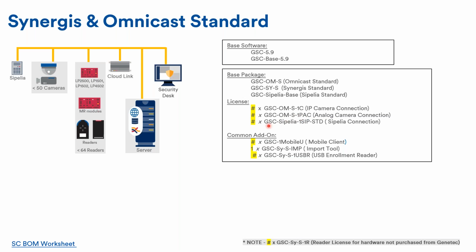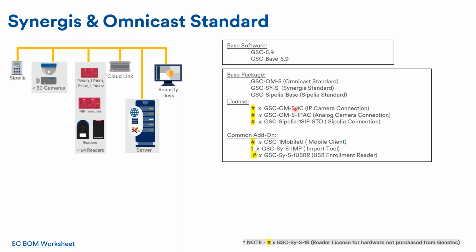Now, if we were adding licenses for our Sipelia, we would need to obviously add the Sipelia license to go with it as well. The number over here would determine how many cameras you have. So say, for example, you had 50 cameras, then you would obviously need to quote 50 of the GSE-OM-S-1C for our IP camera licenses.